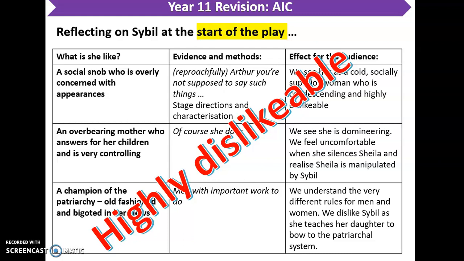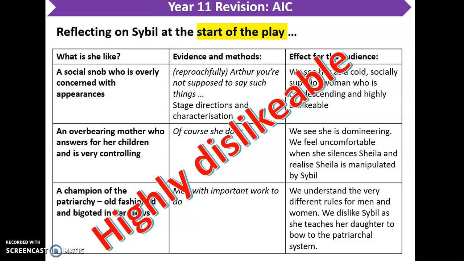Last session, we were reflecting on what Sybil is like at the start of the play, and we decided that Priestley shows her at the start of the play to be highly dislikable. Right from the start, it's clear that we dislike Sybil, and that is a deliberate choice made by Priestley. He presents her as a social snob, an overbearing mother, and a champion of the patriarchy. He presents her straight away to the audience as someone that we would dislike.